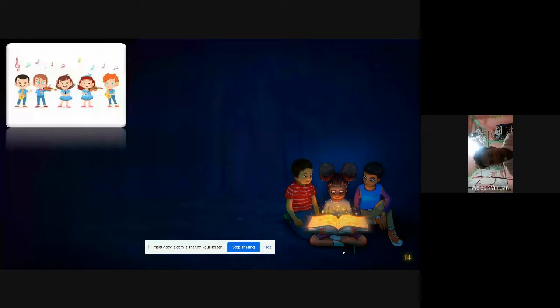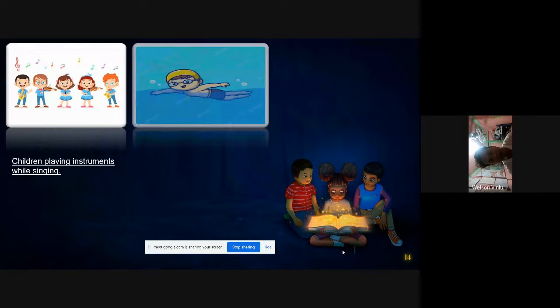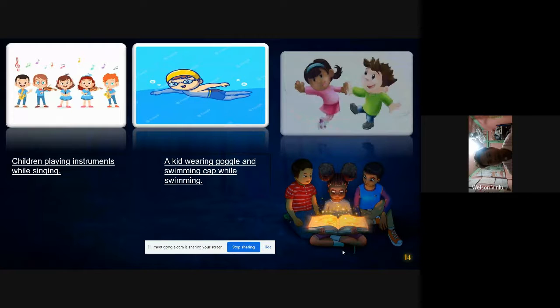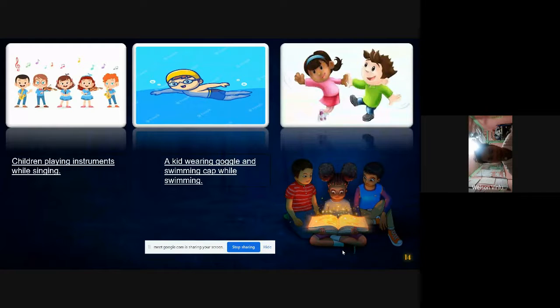Okay, please take a look in every photo that I am showing to you. The picture number one is, what can you see in the picture? Okay, very good. Children playing instruments while singing. Another, what can you see in the picture? Okay, very good. A kid wearing goggle and swimming cap while swimming. Another. What can you see in the picture? Okay, very good. A boy and a girl holding hands while dancing. Okay.